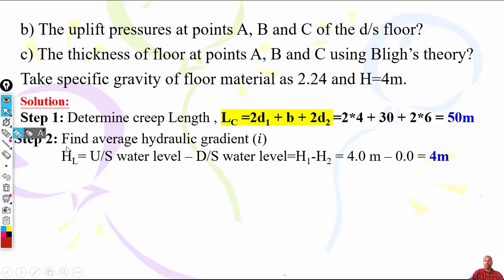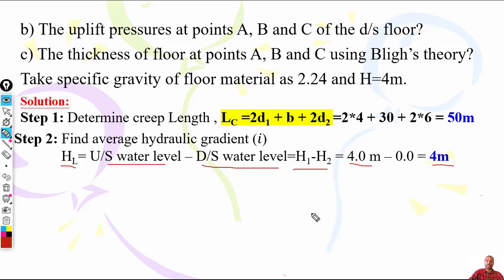And then you have average hydraulic gradient. So first you have to calculate head loss. Head loss will be computed first, which is given by upstream water level minus downstream water level. So H1 minus H2, which is 4 meter. So this is head loss.